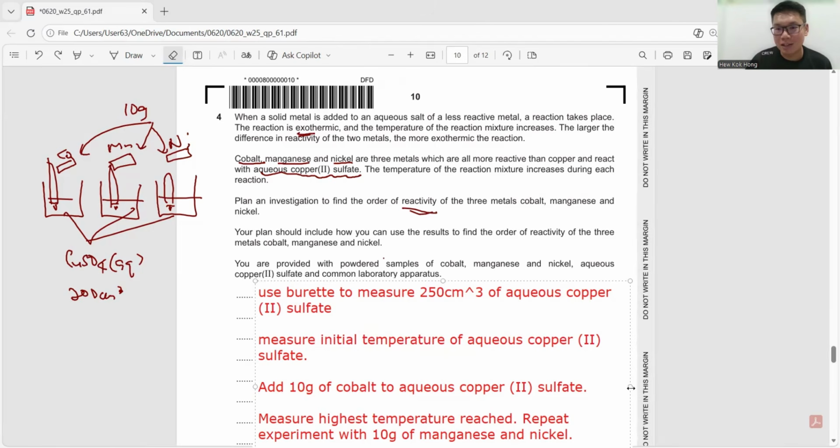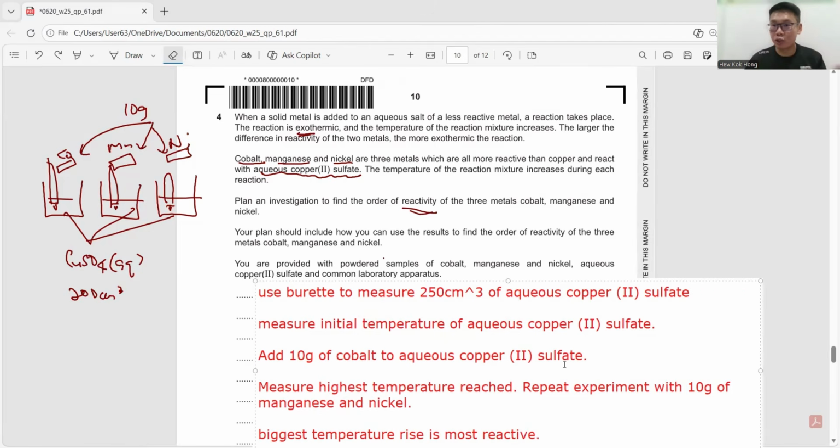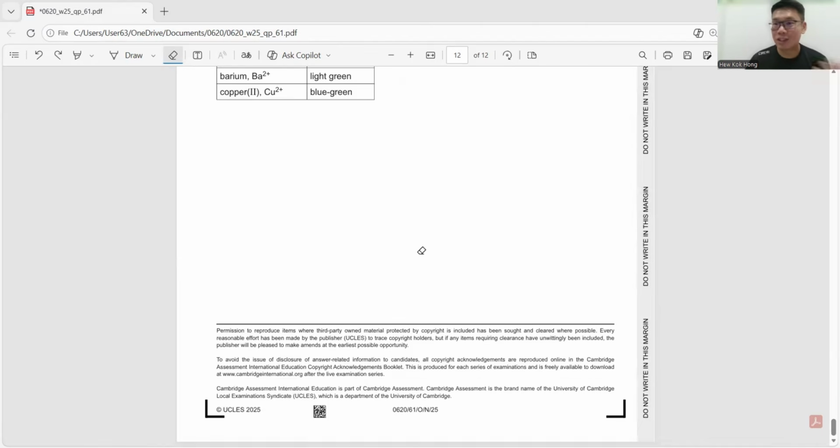My final answer is just like this. So you just plan it out using your idea, then you just write it in words, then you can gain full marks. So this is the end of this paper.